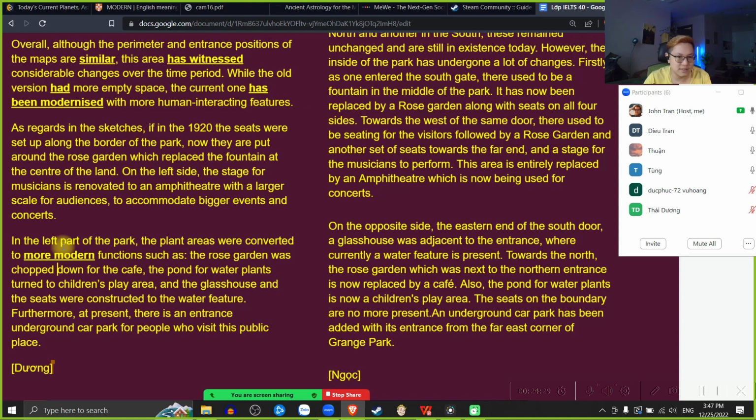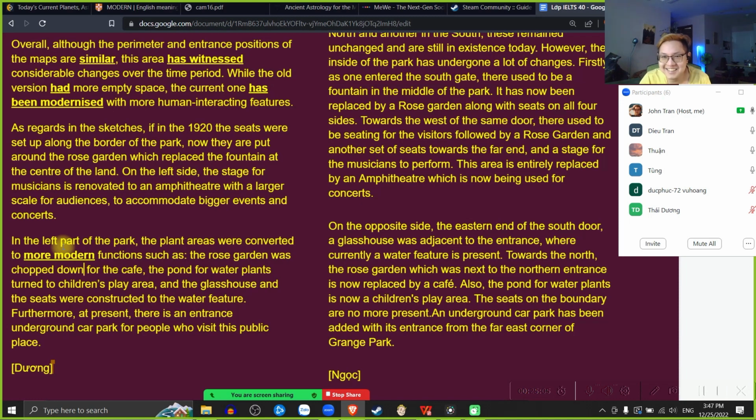The rose garden was chopped down. What? The rose garden was chopped down, like cutting down a tree. Sounds terrible, you know. The rose garden was chopped down for a cafe. I mean, the rose garden is something beautiful. You wouldn't chop it down like a forest, right? Let's use a word that is more appropriate. The rose garden was what?